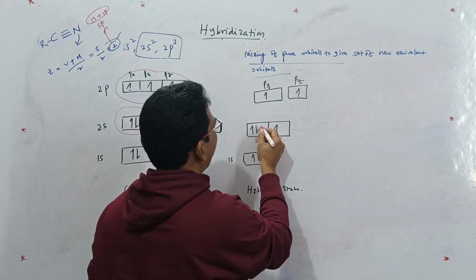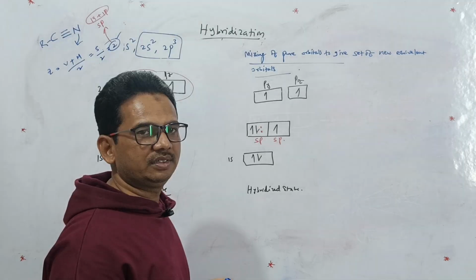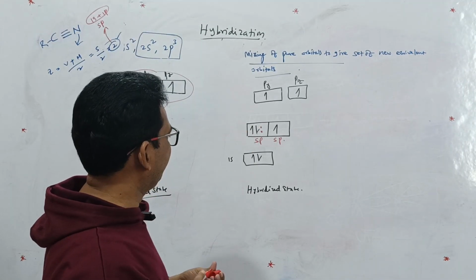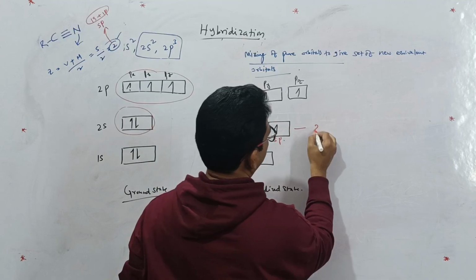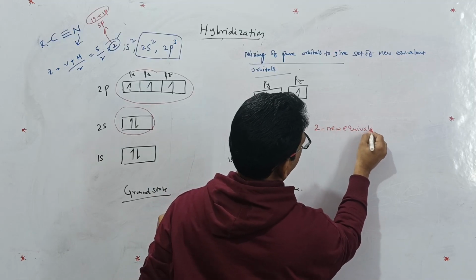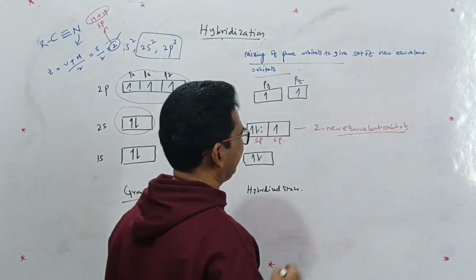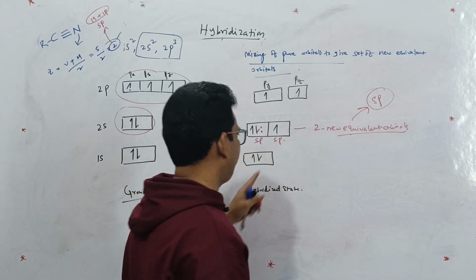Because here what will it be having? A pair of electrons, always in nitrogen. That's why we are mentioning it. Okay, that is the reason it is going to be produced. How many? 2 new equivalent orbitals. That's why what type of hybridization is it called? sp, 1s and 1p.